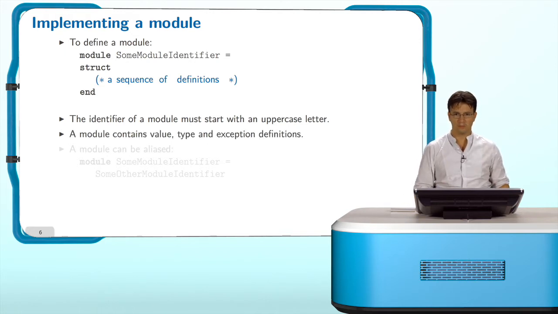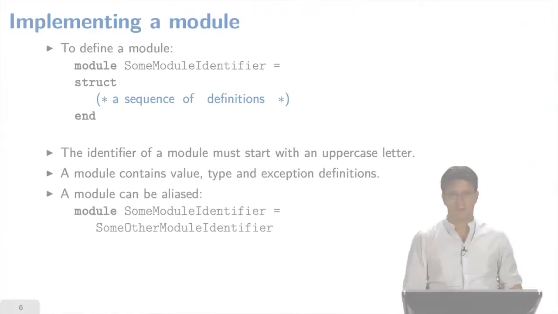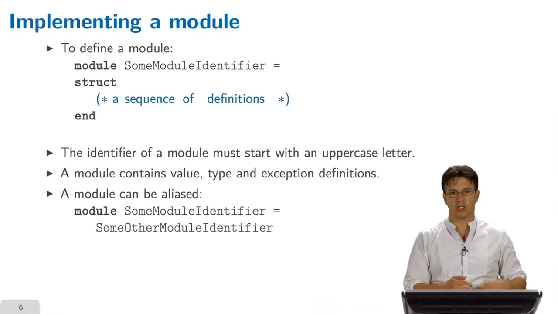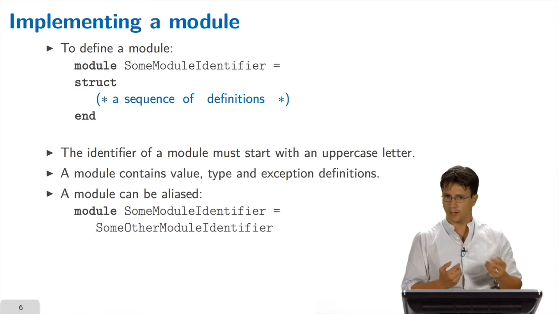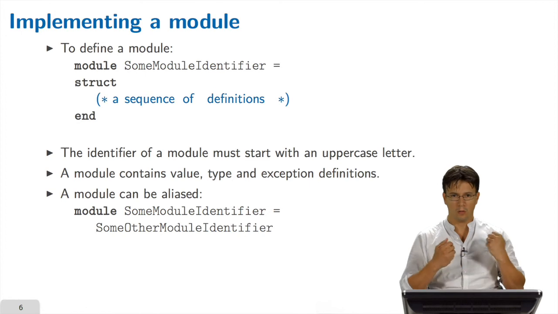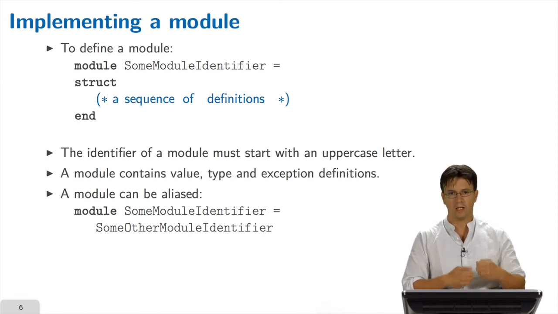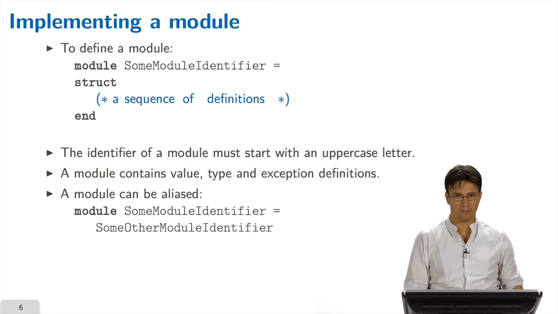Then you can just write definitions as you already know: value, type, exception definitions inside the implementation of the module. Sometimes you may be interested in changing the name of a module for some reason, so you can also alias a module just by writing module, one identifier for the module you want to define, is equal to another module identifier.